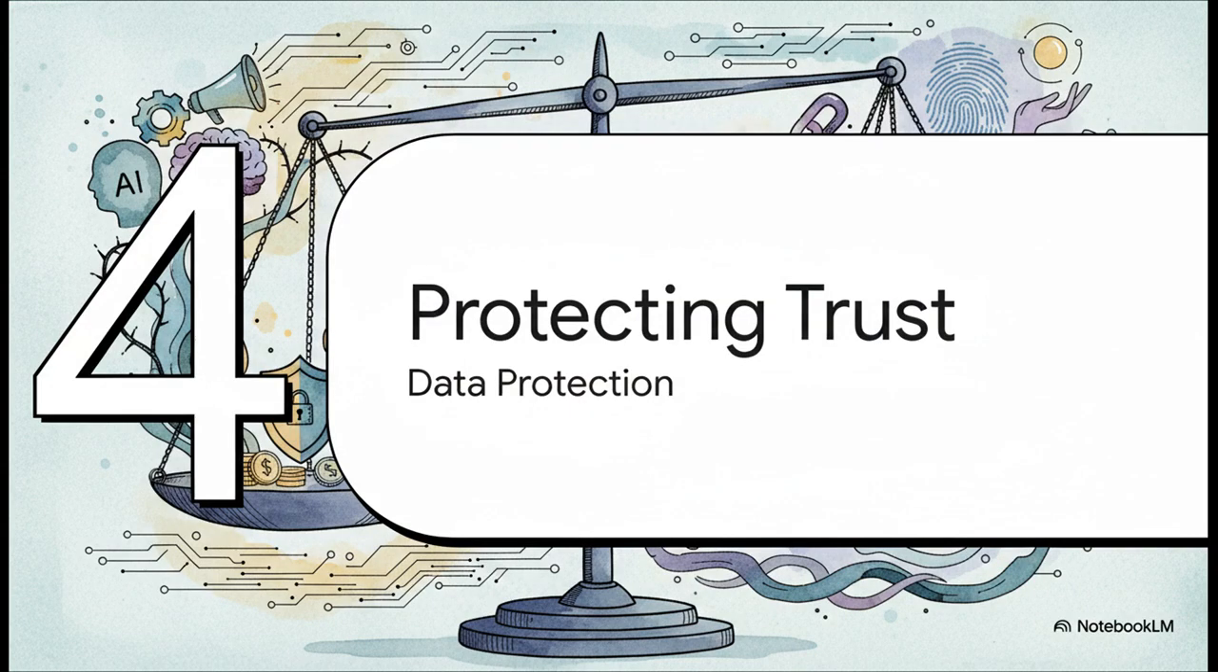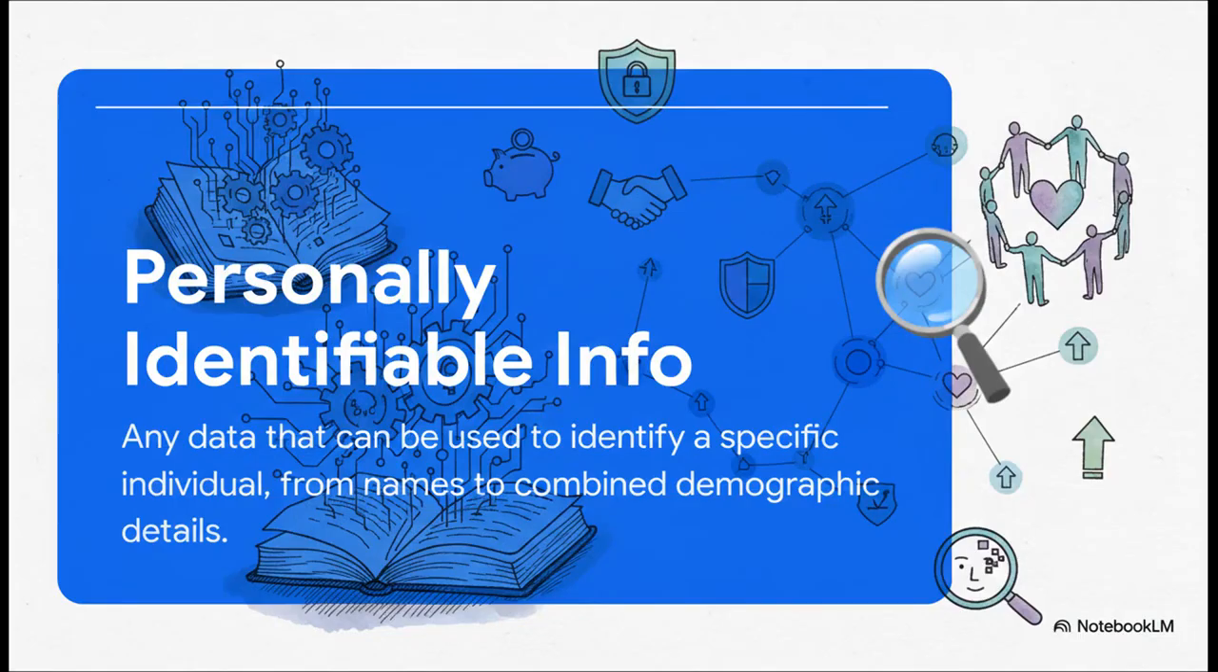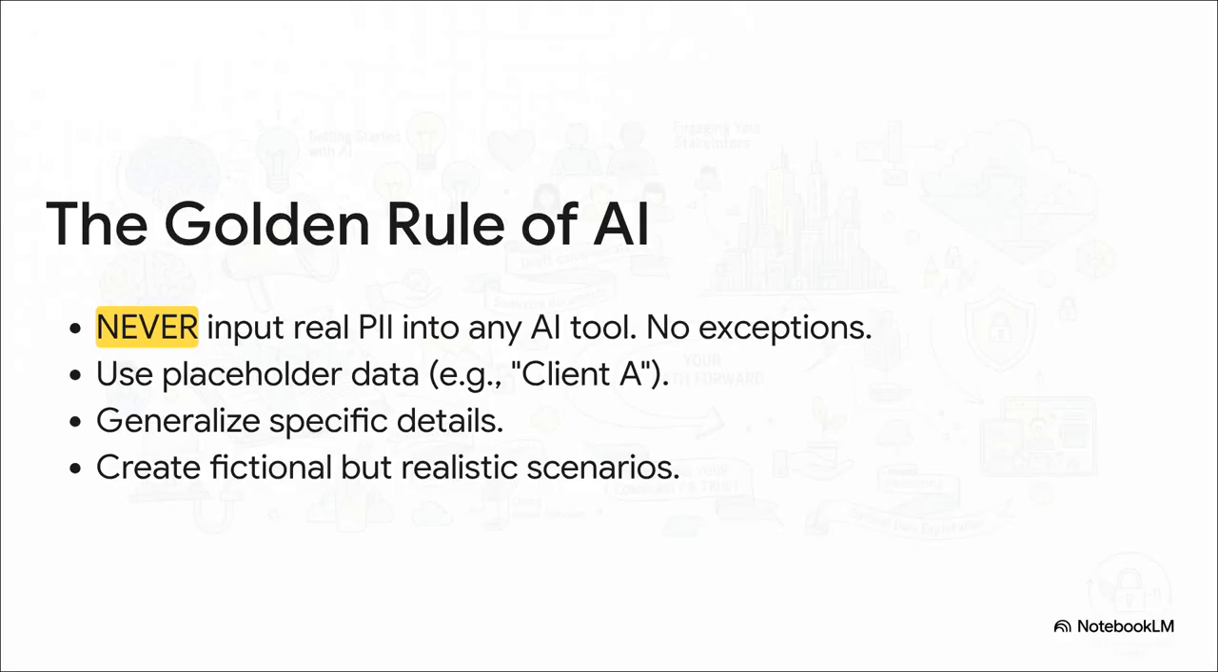Okay, so after exploring all the powerful things you can do with AI, we made a really critical pivot. We shifted to what is maybe the most important topic of all, protecting trust. This whole section was about making sure you can use these tools safely and, just as importantly, responsibly. And that conversation all started with a crystal clear understanding of this term, personally identifiable information, or PII. And we defined it really broadly, right? It covers everything from a name and address to even just a combination of details that could accidentally identify a specific person.